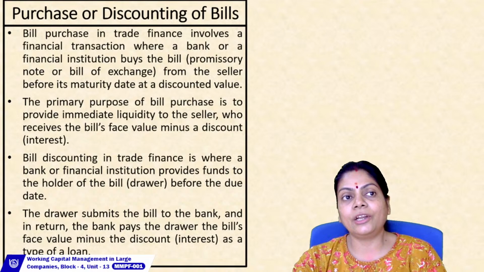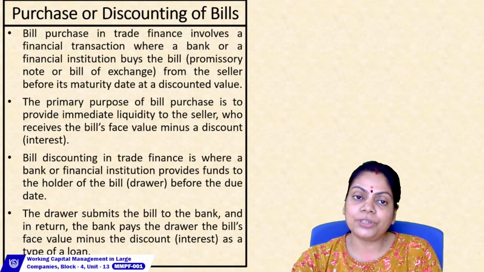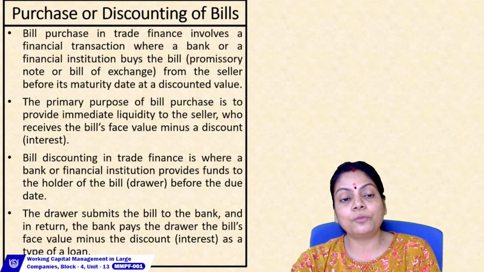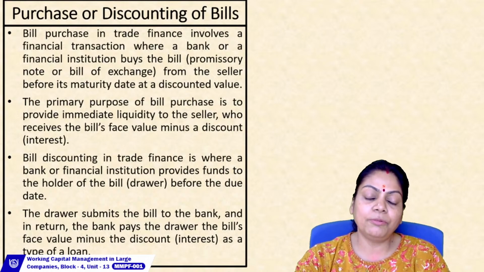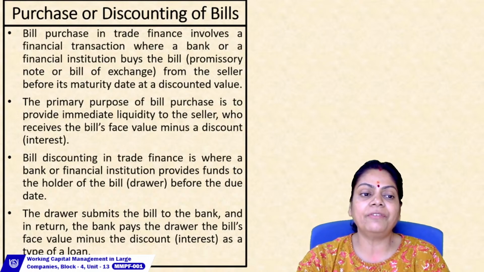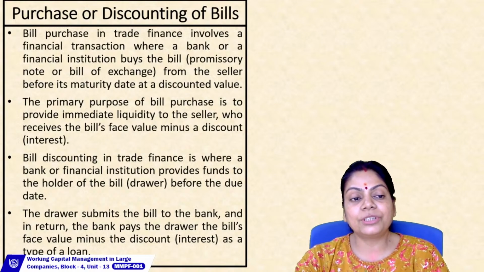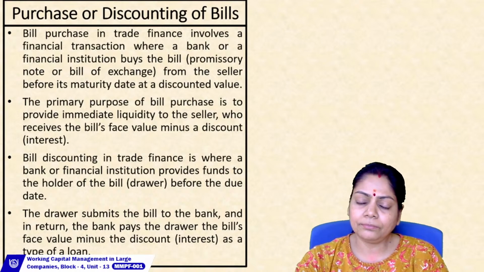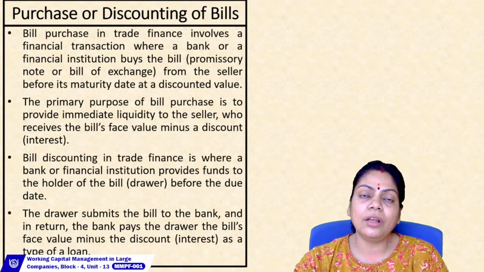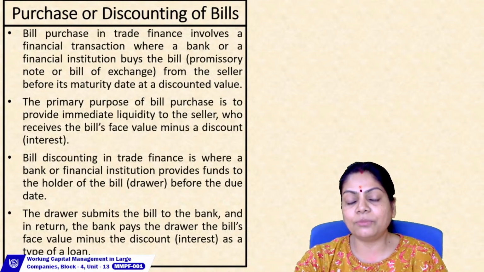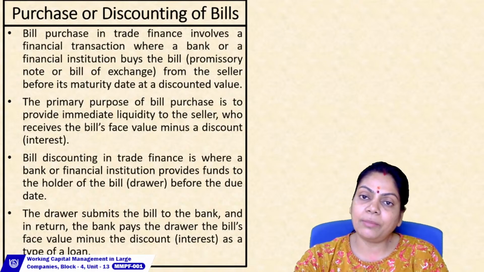So I don't have to wait for 90 days to get 5 lakh, but I get 2% or 3% lesser than 5 lakh rupees, let us say before 90 days, or before 85 days, or before 86 days. Now the very purpose of your bill purchase is to provide immediate liquidity to your seller, because if I'm the seller, in absence of this kind of arrangement, I would have to wait for 90 days to get my 5 lakh rupees.